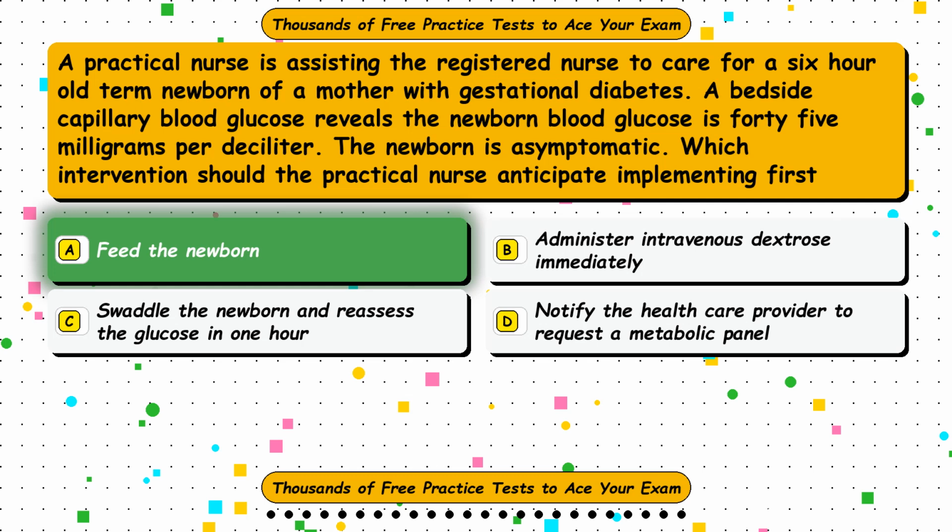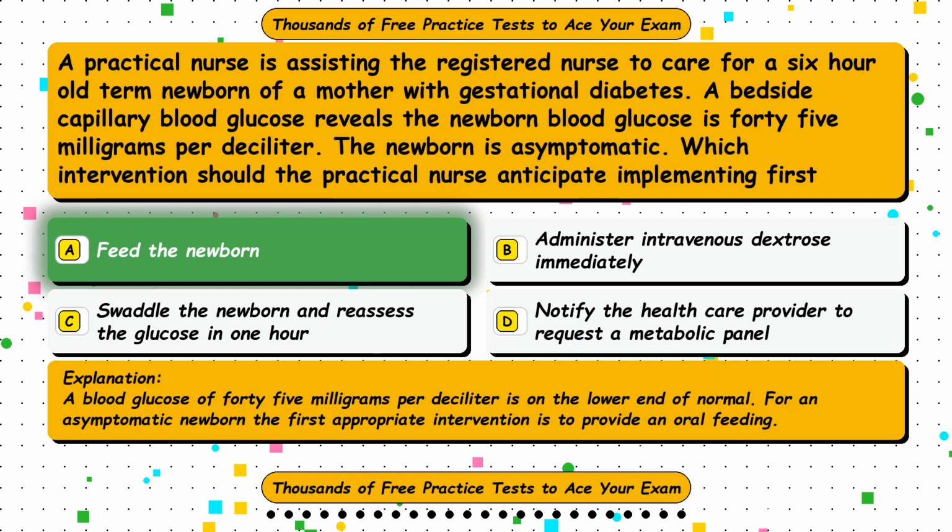The correct answer is option A. Feed the newborn. A blood glucose of 45 mg per deciliter is on the lower end of normal. For an asymptomatic newborn, the first appropriate intervention is to provide an oral feeding.